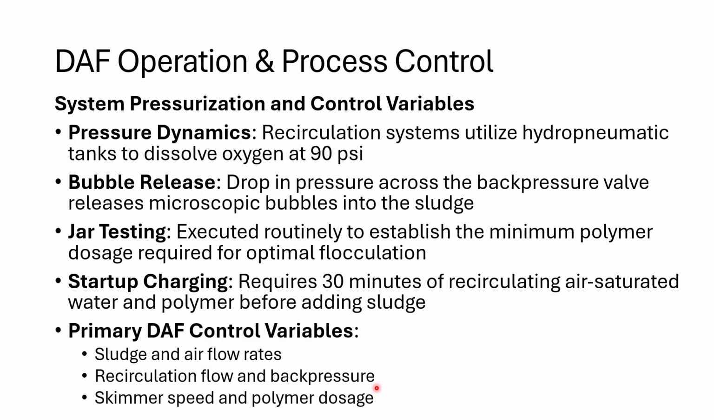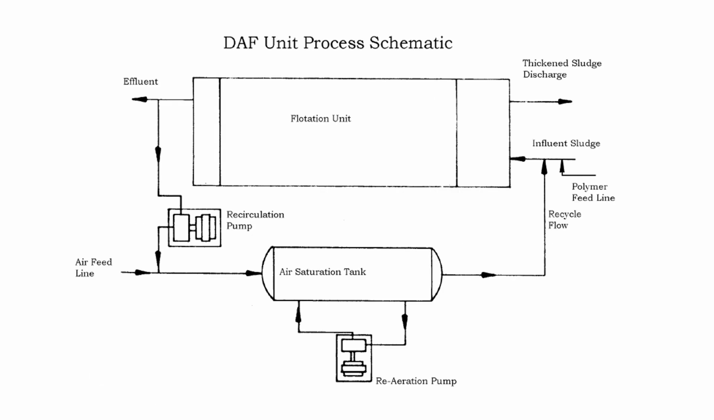You can also control the back pressure of that air. You can set the feed hopper for your polymer dosage, or if it's liquid, you can control the positive displacement pump discharge into your process. That's something you can control. You can also control the skimmer speed that we looked at, the skimmer that's skimming the top of that waste stream, the sludge that we help float to the top. Those are all things you can control.